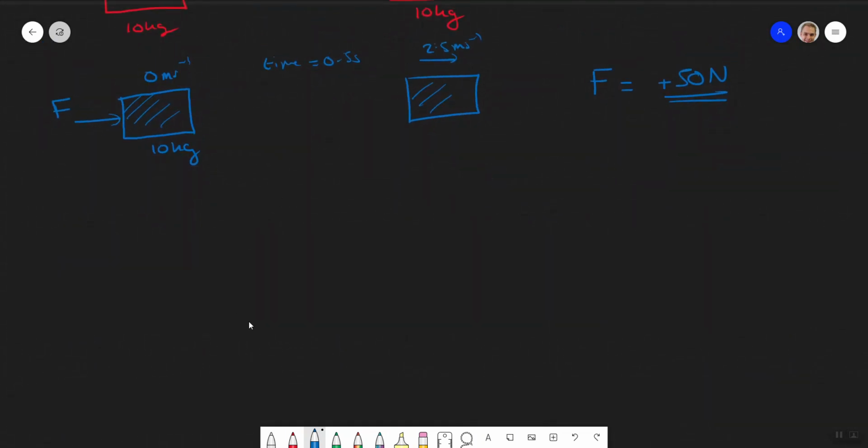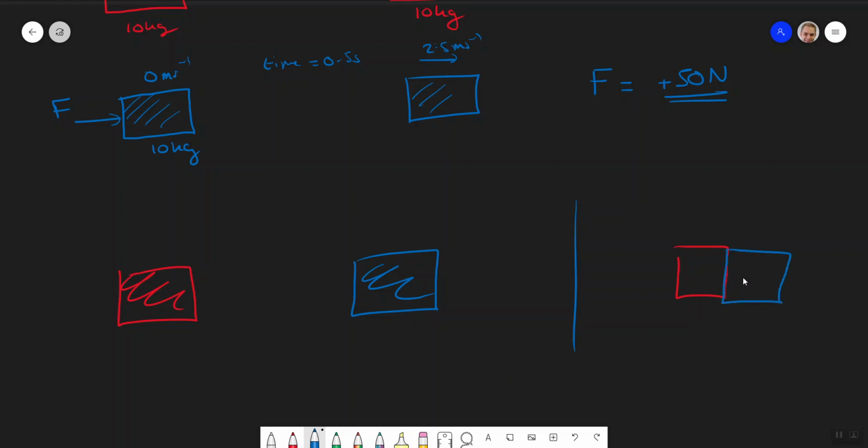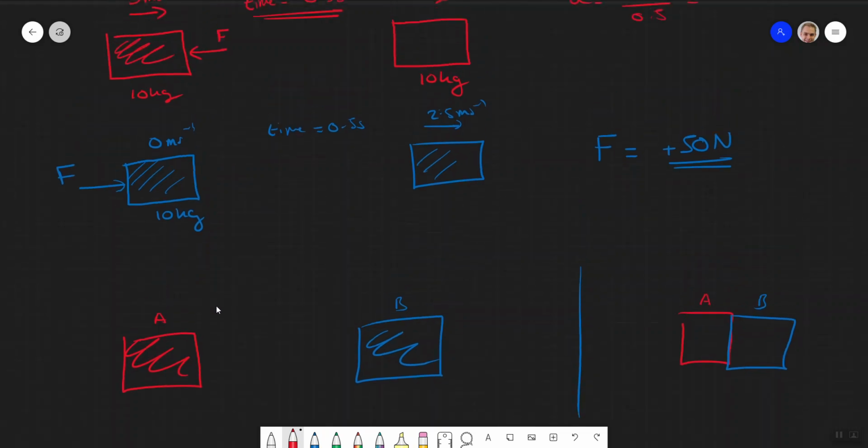How does this happen in the following situation? Let's achieve this by taking the red block and throwing it at the blue one, so that afterwards they stick together. I'm going to call this block B and this block A. In this case, I don't really need to worry so much about the time it takes. So what is going to happen here?